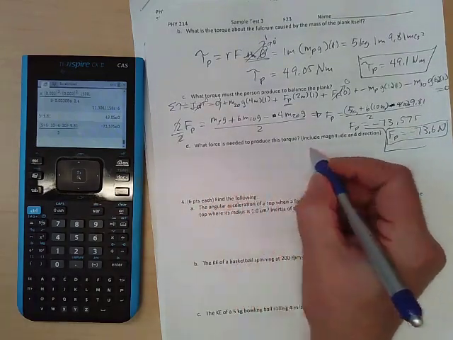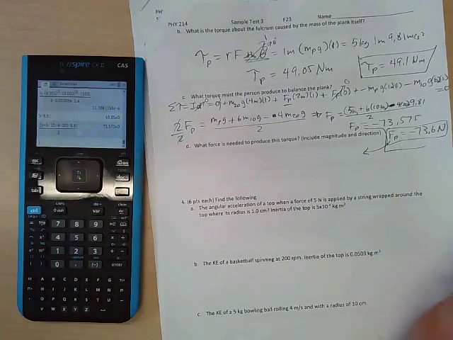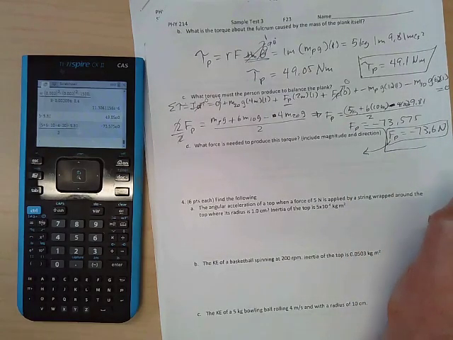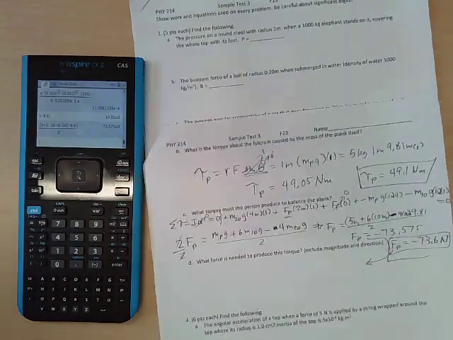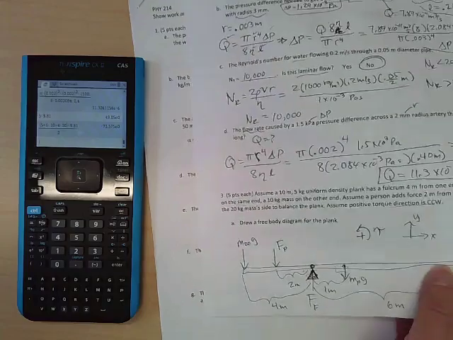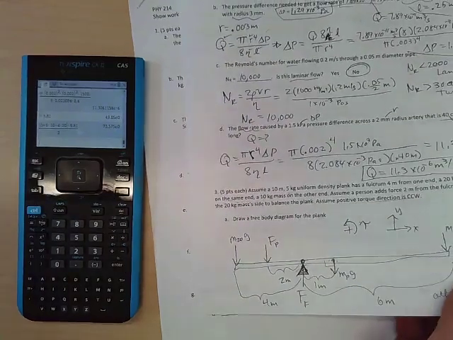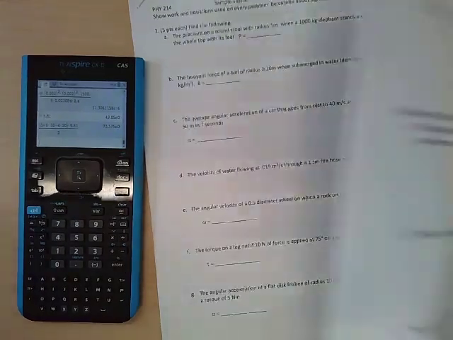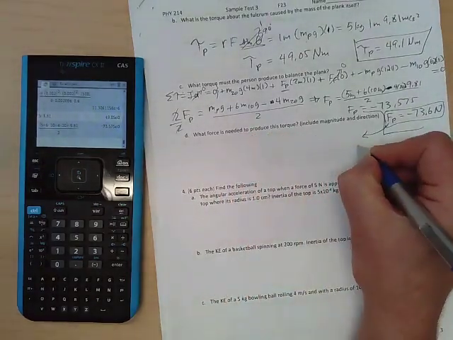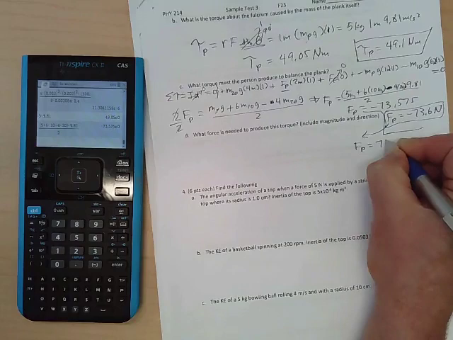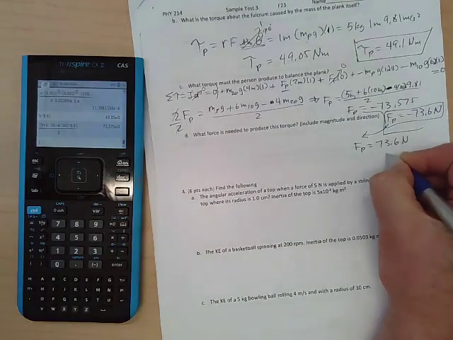Okay, what force is needed to produce this torque? That's the answer that goes down here, is the force. And it's negative, so that means we drew it and wrote the equations assuming it was down. And so we got a negative sign for doing down, so that means it's up. So the force of the person is 73.6 newtons up.